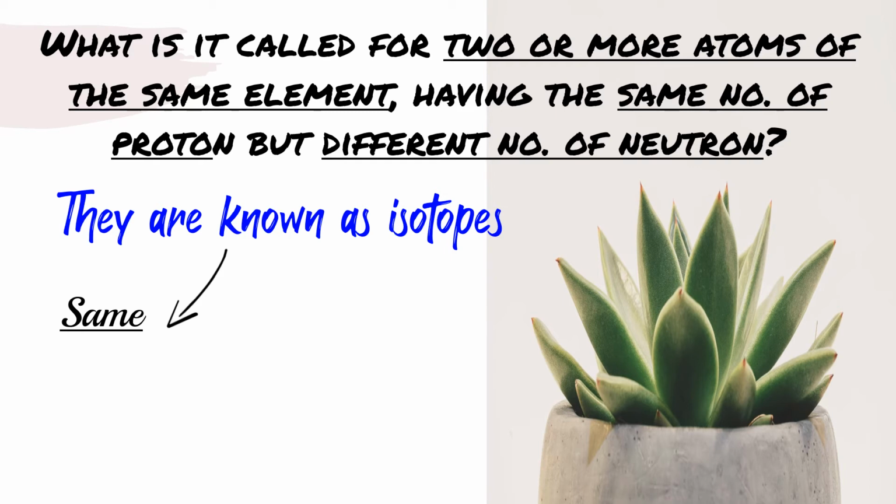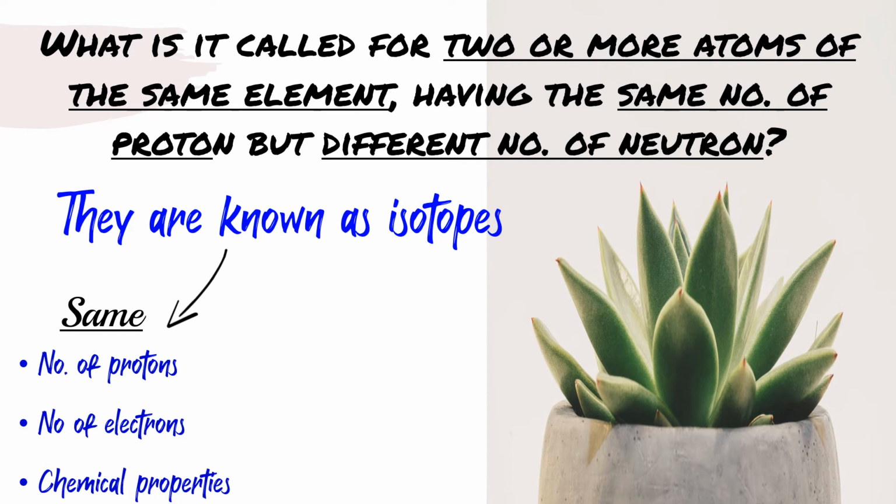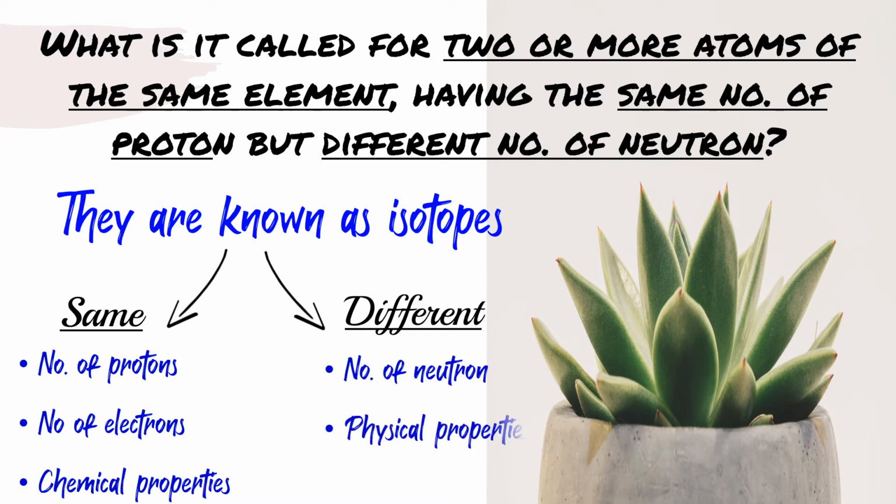What are the similarities of isotopes of the same element? They have the same number of protons, the same number of electrons, and they share the same chemical properties. Isotopes of the same element differ in terms of number of neutrons and their physical properties. These are some of the examples of isotopes.